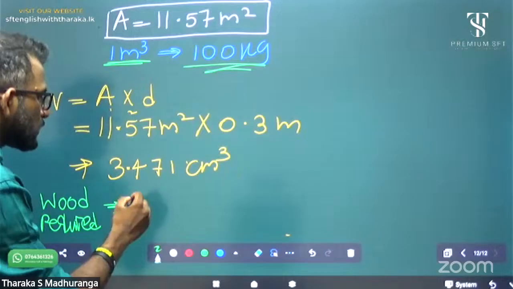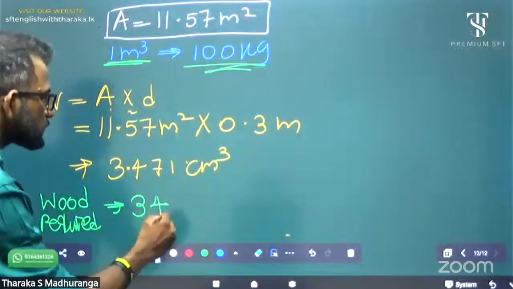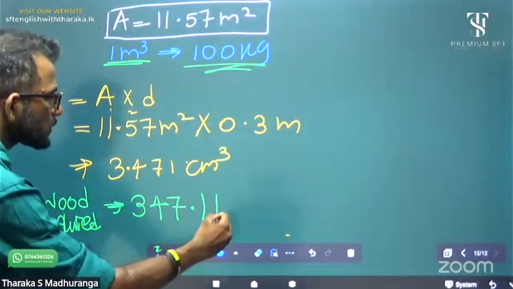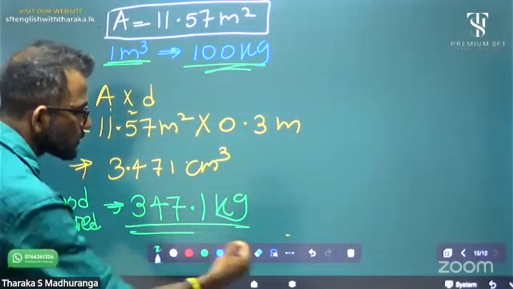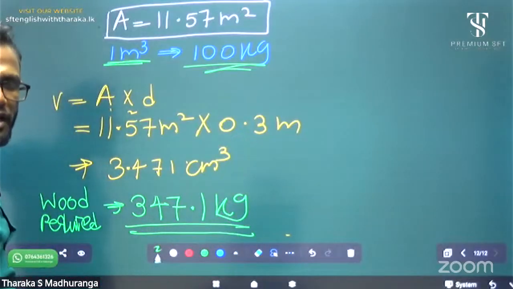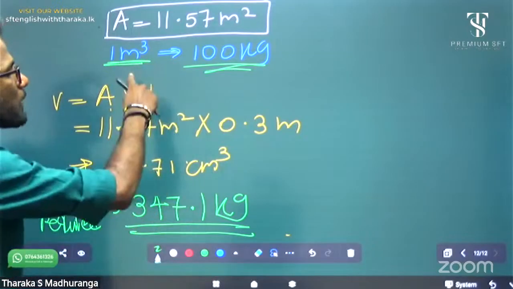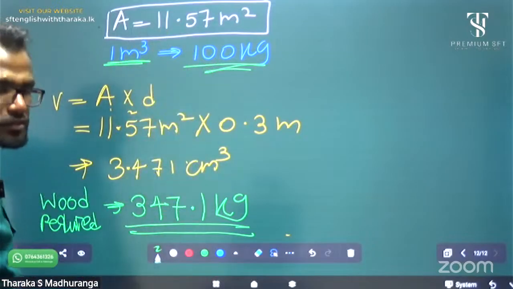3.471. 347.1 kilogram required. Final answer: 347.1 kilogram of wood required, because per 1 cubic meter, 100.